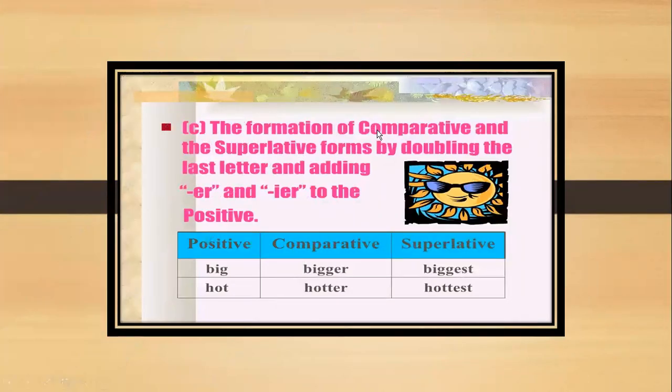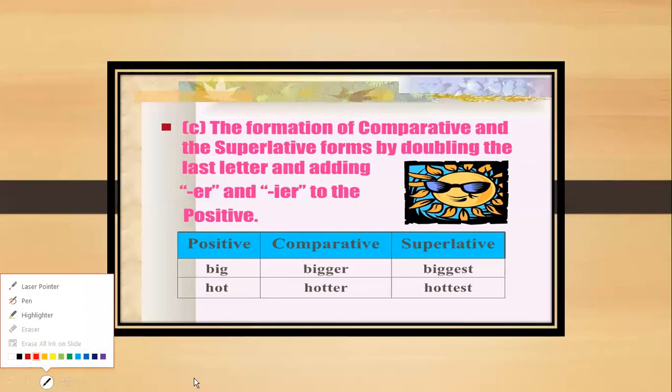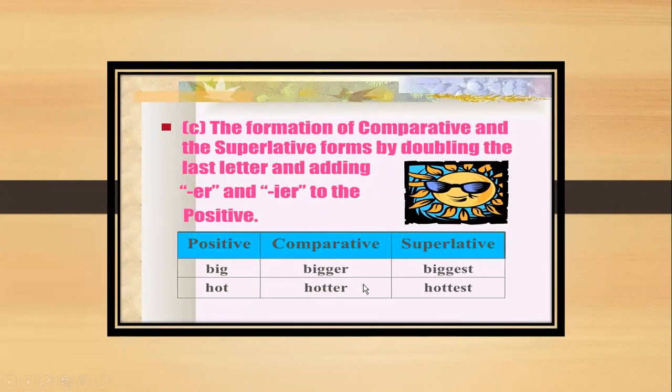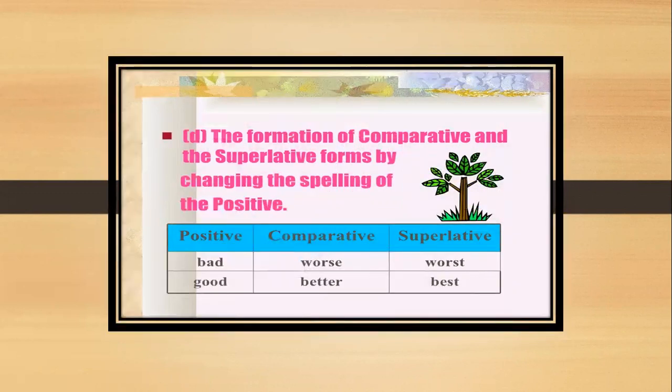Next is the formation of the comparative and the superlative forms by doubling the last letter and adding ER and EST to the positive. Big, bigger, biggest, hot, hotter, hottest. In this, we have just written the word big and added GER, and in the next, TER. And over here we have again doubled G and T and added EST at the end. Just keep the spellings in your mind, nothing else is important.